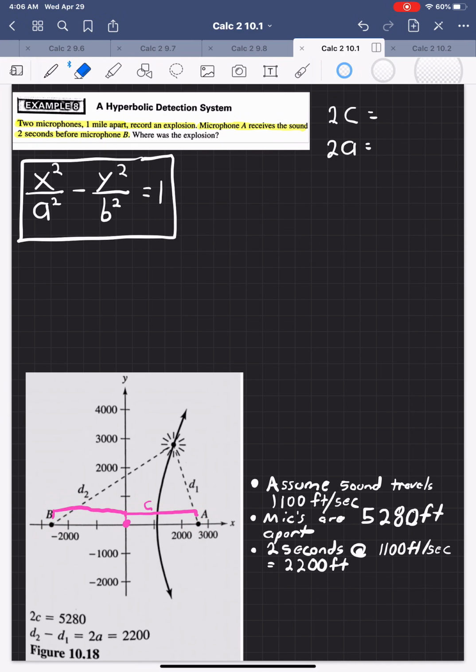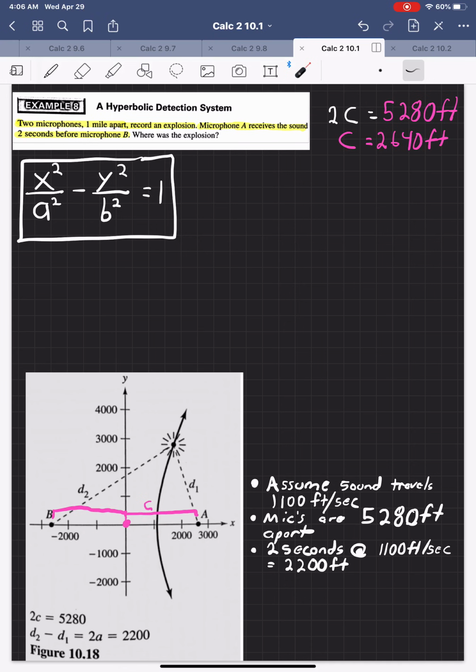So in that case, 2c has to be equal to 1 mile, 5,280 feet. Therefore, c is equal to 2,640 feet. With me so far? So get back to the center, go 2,640 feet to the right, 2,640 feet to the left, and there would be your focal points. Okay, now, what about the vertex?